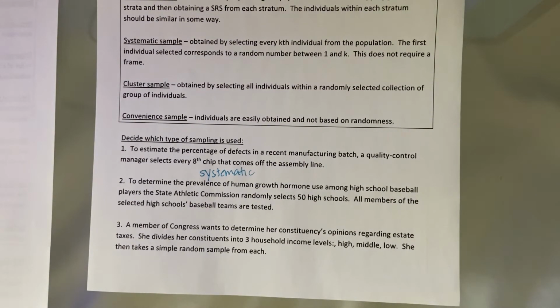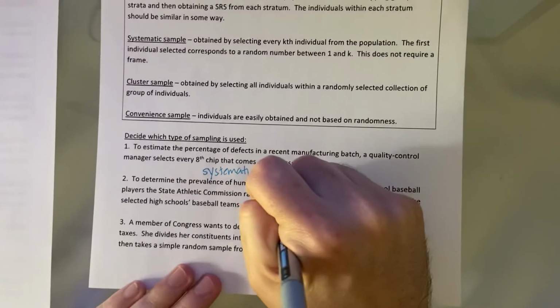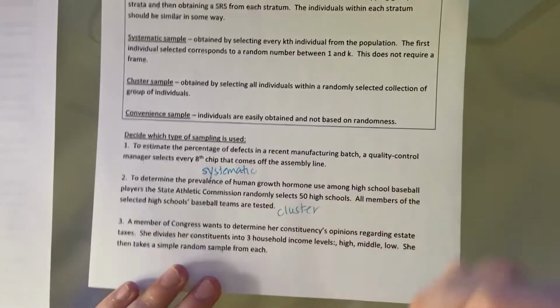The State Athletic Commission randomly selects 50 high schools. All members of the high school's baseball teams are tested. So every high school is put into its own cluster, and whole clusters are picked. So this is a cluster sample.